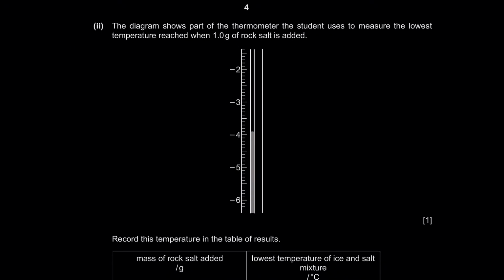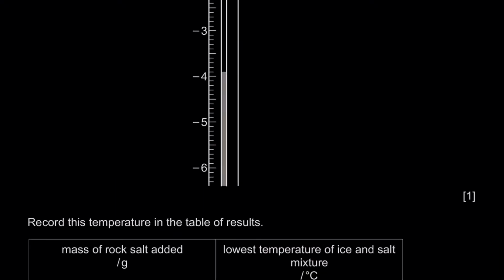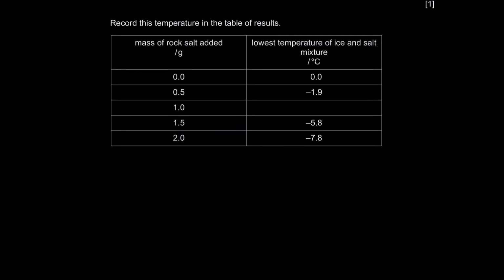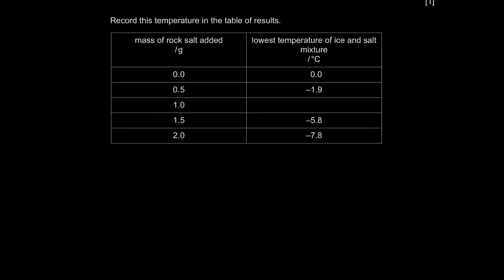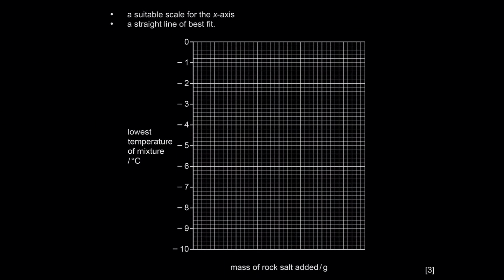Moving on. The diagram shows the part of the thermometer the student uses to measure the lowest temperature reached when 1 gram of rock salt is added. Okay, so we have to record this temperature. Now if I take a closer look, 3, 4, and this looks like a graduation of 10, I'm pretty sure, and this is negative 3.9. So this value is going to be negative 3.9, right?